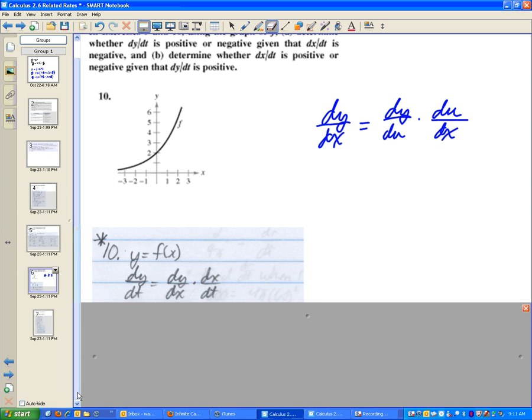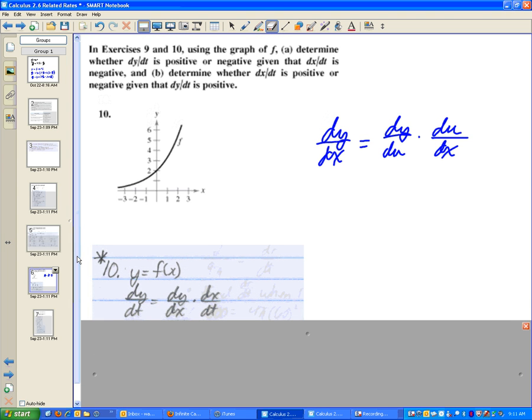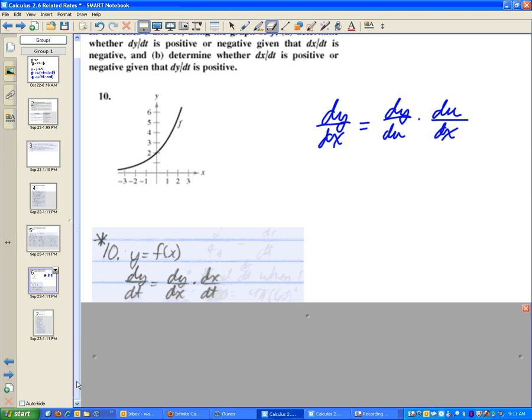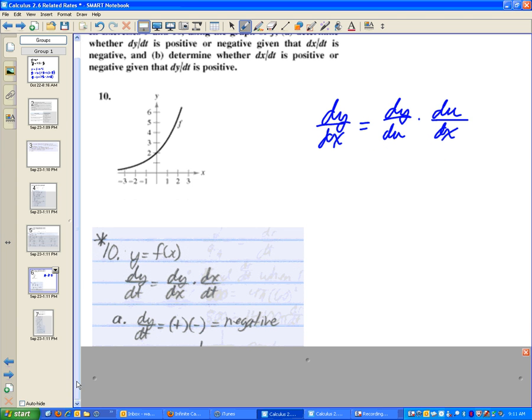Now, they say for part A, determine whether dy/dt is positive or negative, given that dx/dt is negative. So, we want to figure out what the sign of dy/dt is. So, dy/dt equals. All right, now we're given that dx/dt is negative. So, see the dx/dt, I'm going to write its sign right there. The dy/dx.